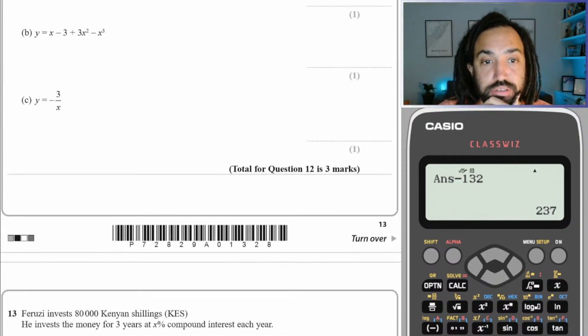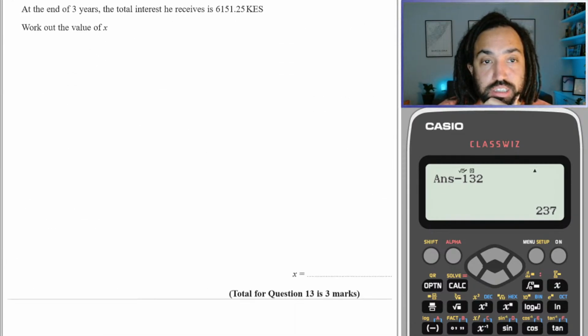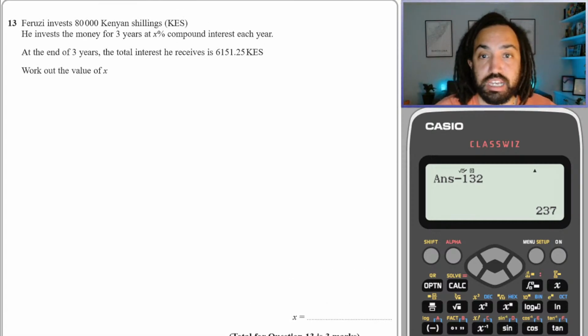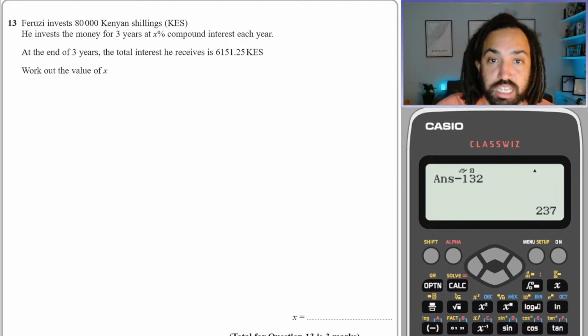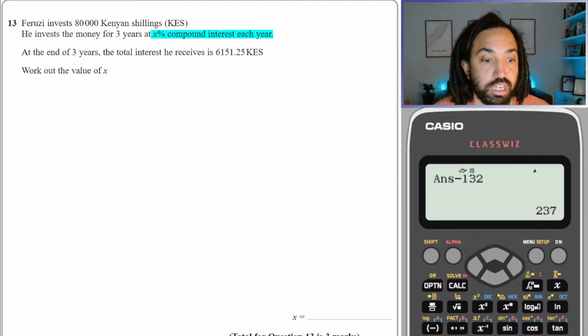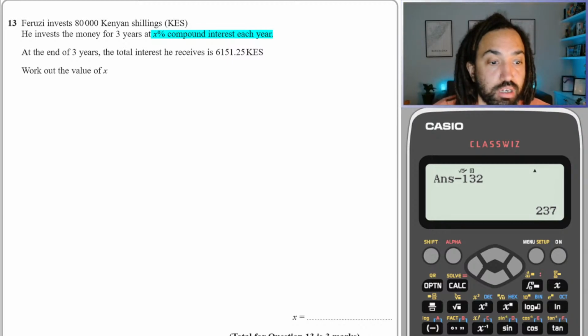So what I'm going to do is we're going to skip on a few more. This one's a good one actually, because how do you work out the compound interest rate if you're not given it? This is quite a tricky part.